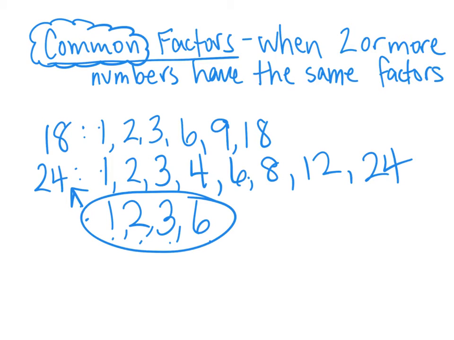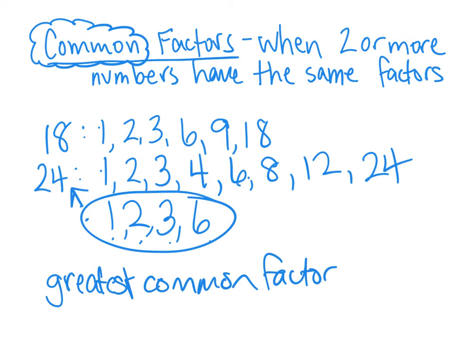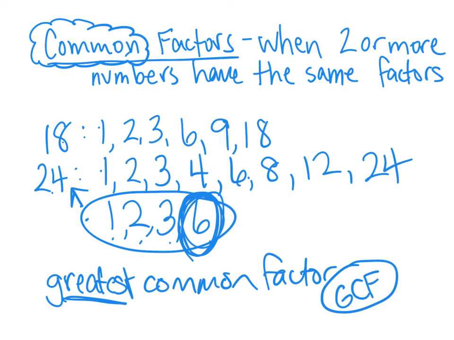Now let's get to what we were really meaning to get to, the greatest common factor. Here we have common factors, but the greatest. So greatest, what is the biggest number that goes into both 18 and 24? The largest number? So 6. 6 is the greatest common factor. And that's sometimes how I abbreviate it, GCF, the biggest number that goes into both of them.